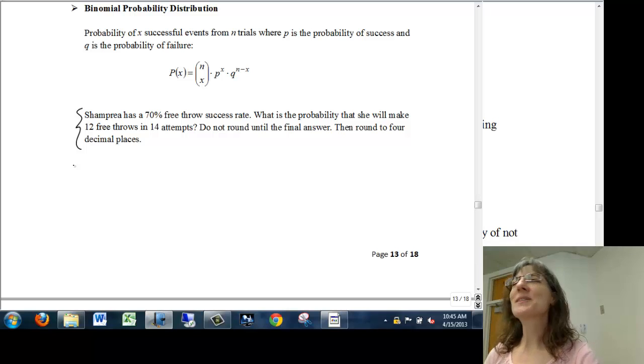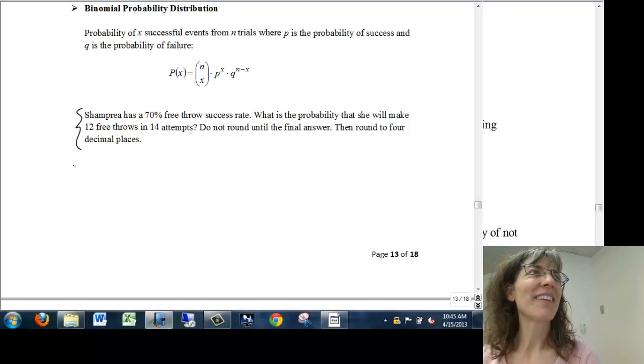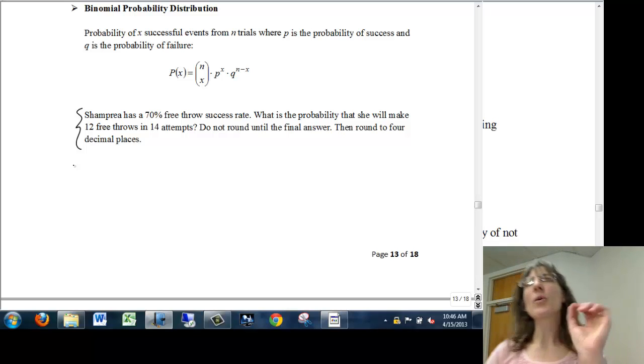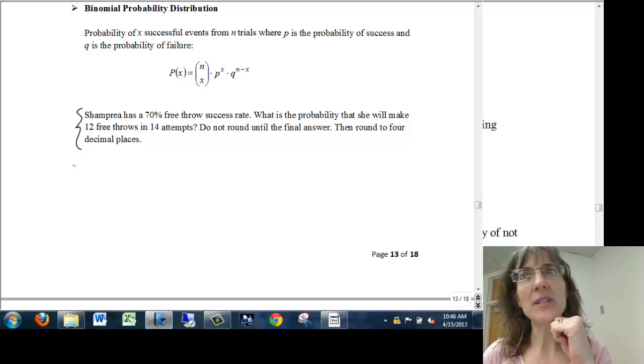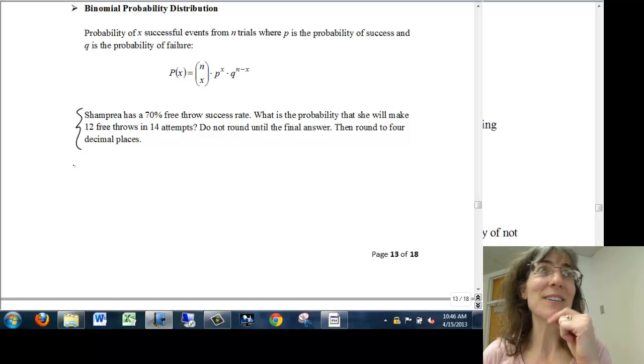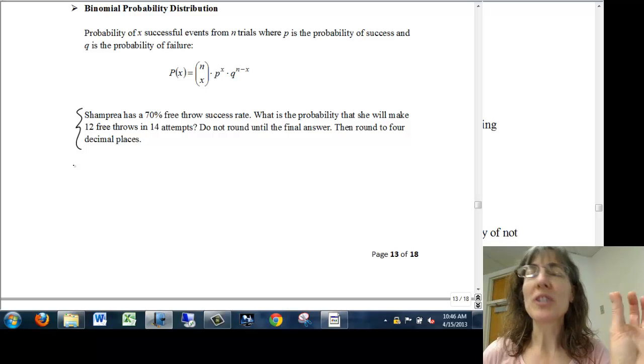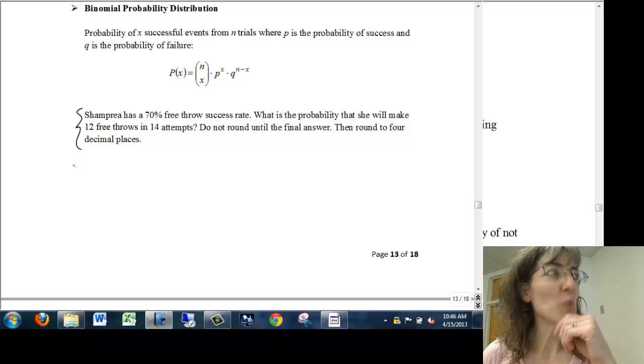Okay. Well, this problem's about Shampria. And you're going to make your own problem that's something like Shampria's problem. I don't want you to just change the name and change the percents and call it good. That's not what I want. But that's going to be the basis for your presentation for this unit. So just so that you know, this is something you should really focus on and make sure you understand.